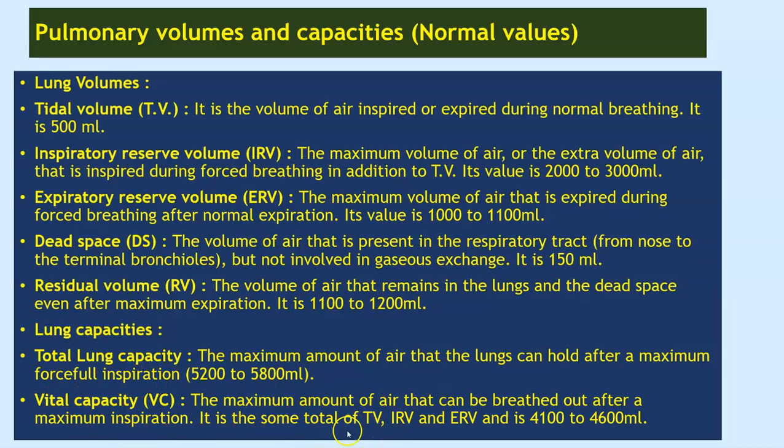So it is normally the sum total of your tidal volume, your inspiratory reserve volume, and your expiratory reserve volume, and it is around 4100 to 4600 ml. So these are the different volumes and capacities of your lungs. Now why do we need to know these? Because these values give you the normal functioning of your respiratory system. So if there is any problem in these volumes, it might indicate some problem with the functioning of your lungs or some problem associated with your respiratory tract.